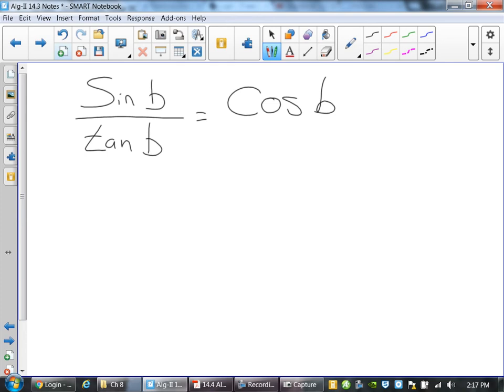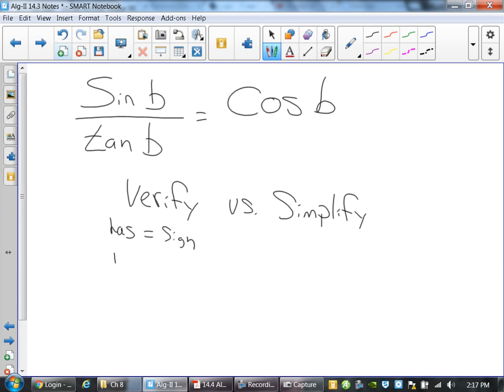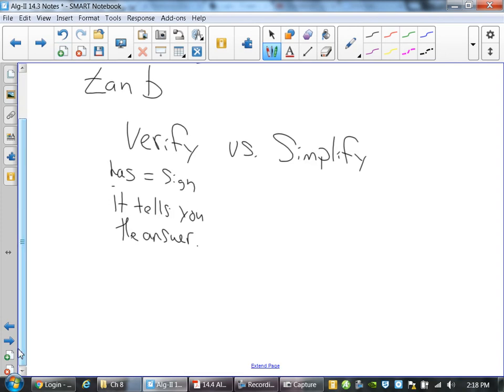So here's what happens. Guys, here's what happens. This is an example of something called verify. Verify and simplify are two different things. Verify versus simplify. Verify has an equal sign. It tells you the answer. Simplify just means simplify. Try to get it to the most simplistic form as you possibly can.